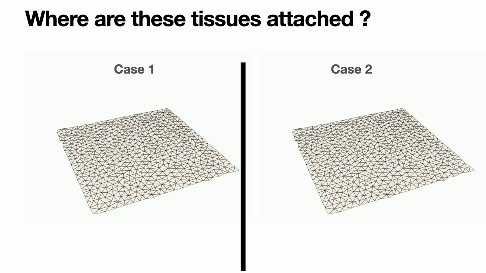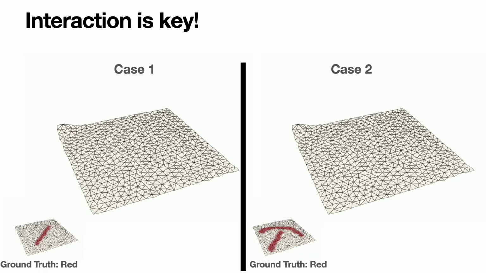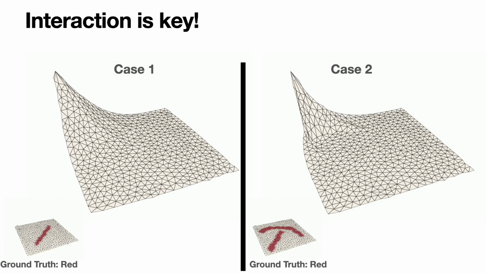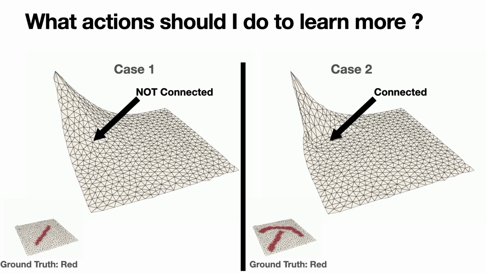So let's consider the problem presented by these two deformable tissues. Just by looking at them, can you tell me where they're attached to the environment? Well, no, not really, right? Because at first glance, they're pretty much identical. To do this, you actually need to actively interact with the environments. Now, the next natural question that arises is how do you really decide what action to take next?